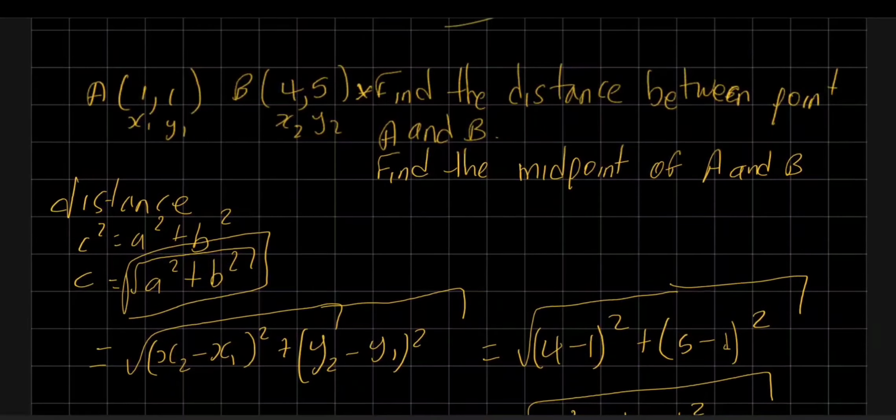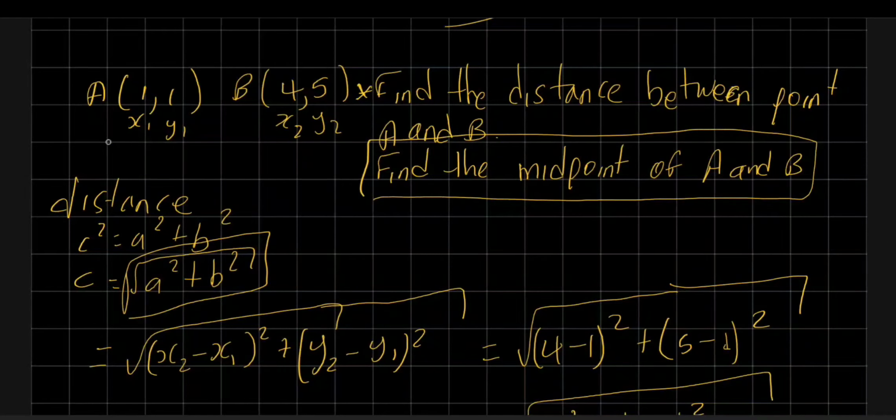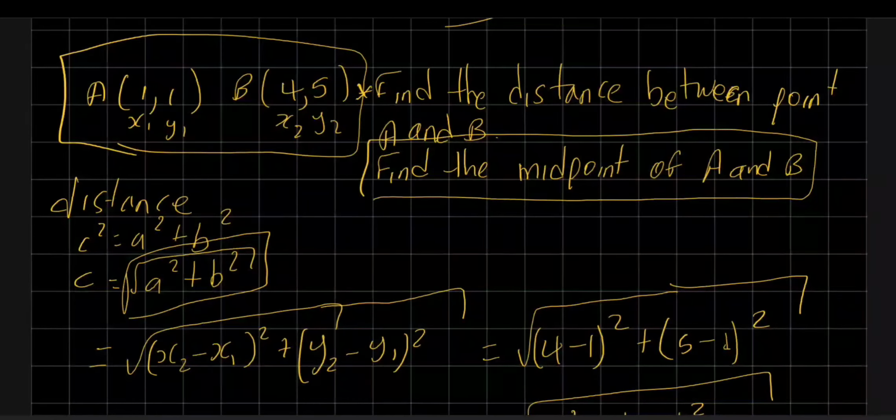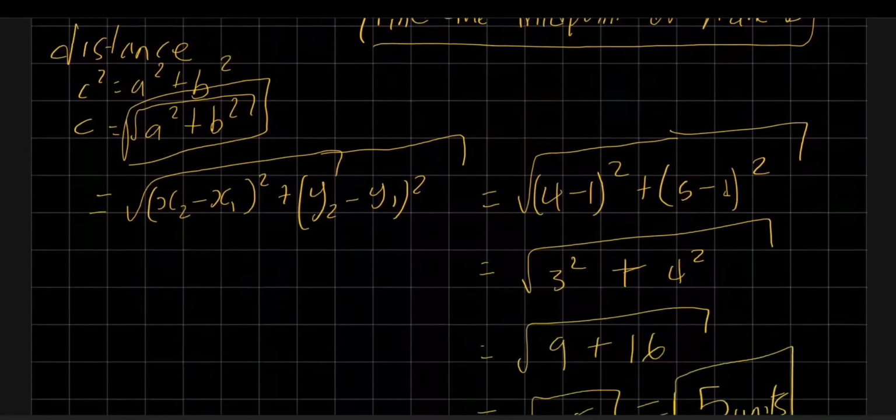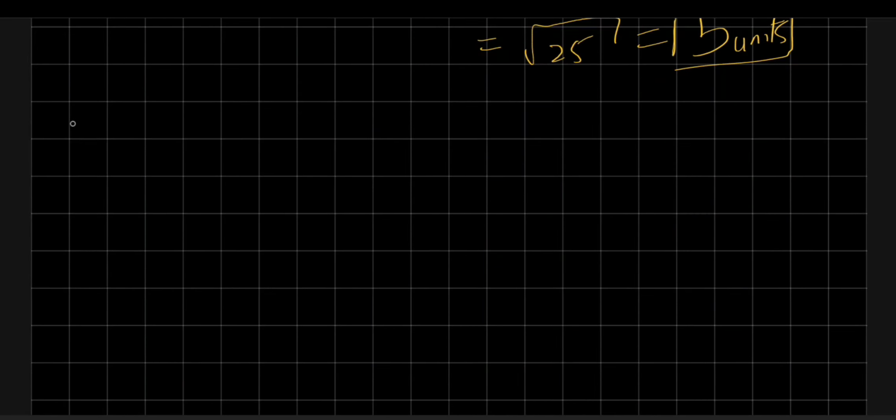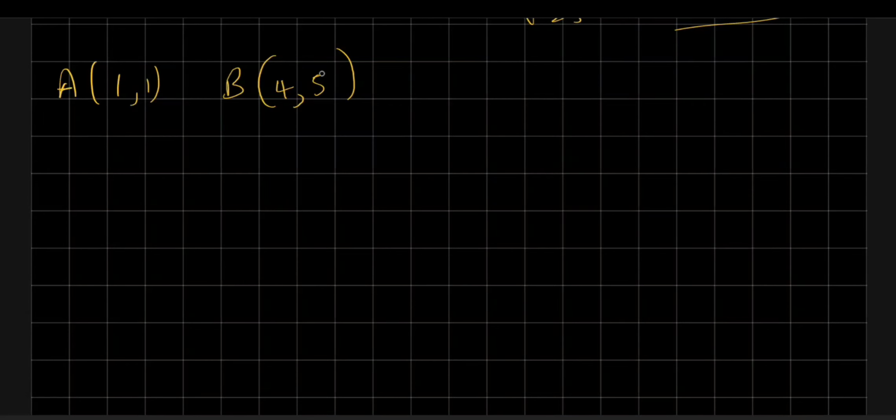Alright, so the next part of the question says find the midpoint between these 2 points. So let me just write back the 2 points. You have A as (1, 1), and we have B as (4, 5). Now you want to find the midpoint between these 2 points.